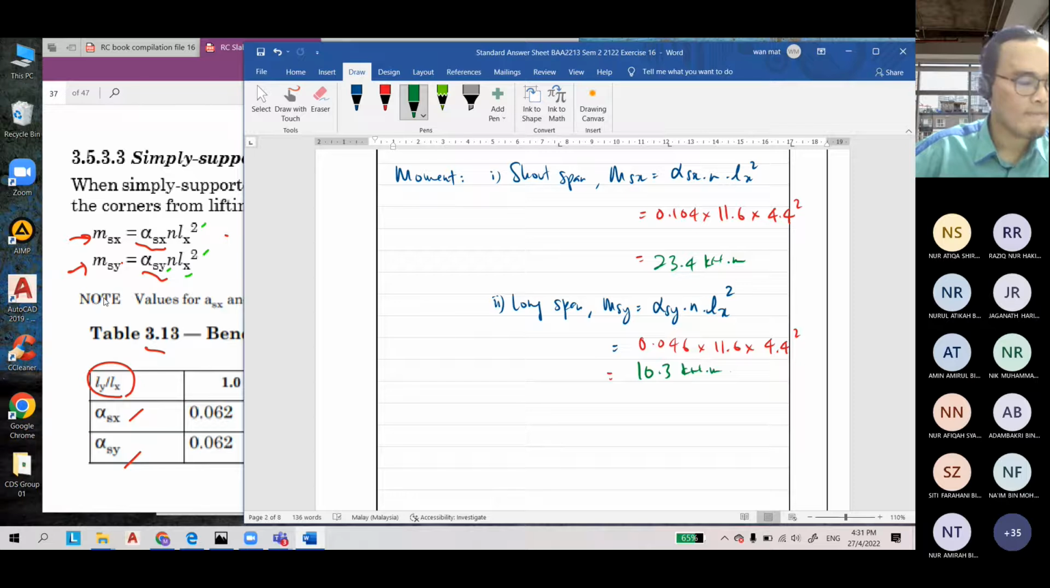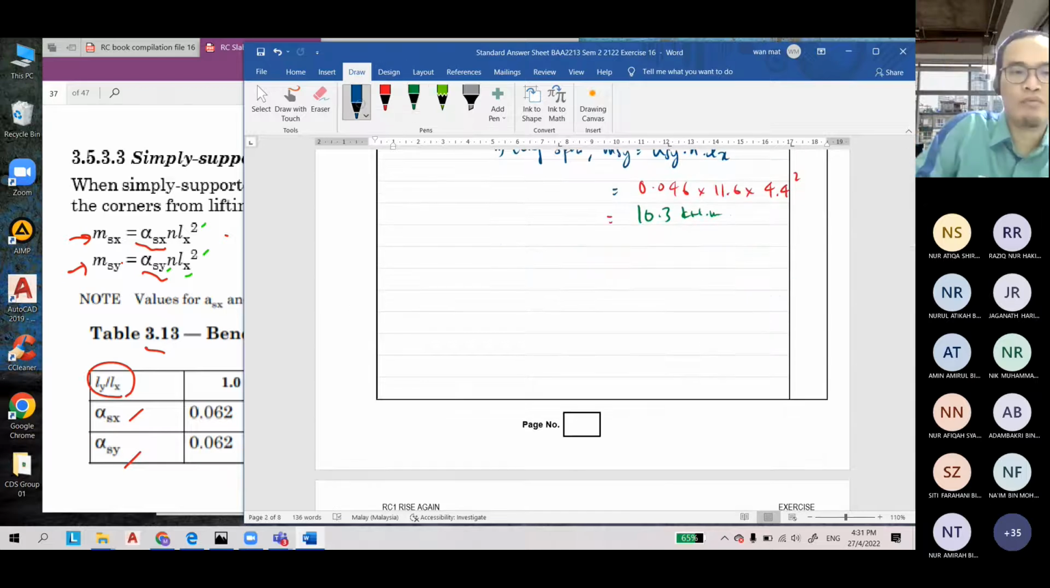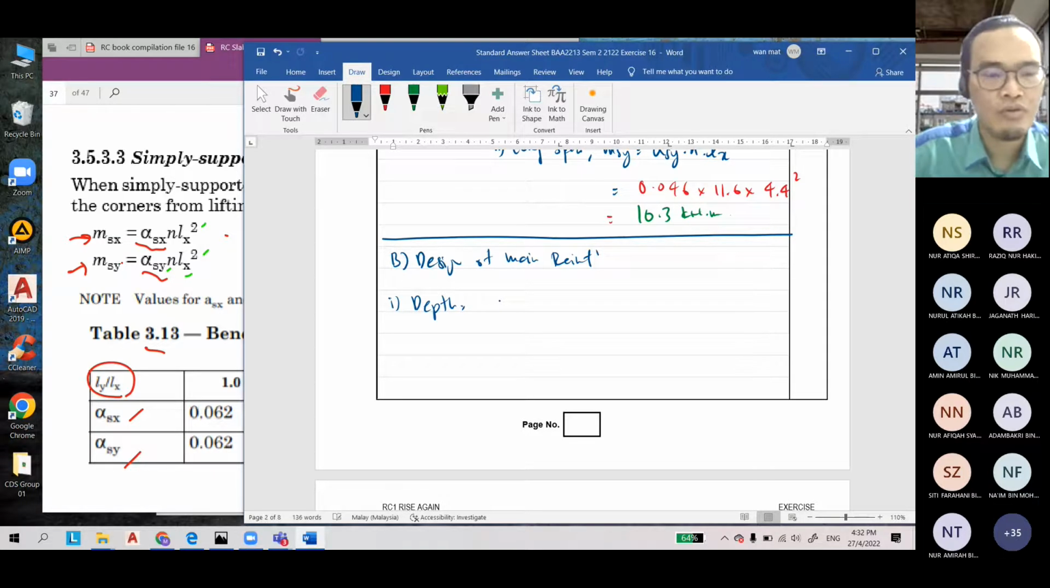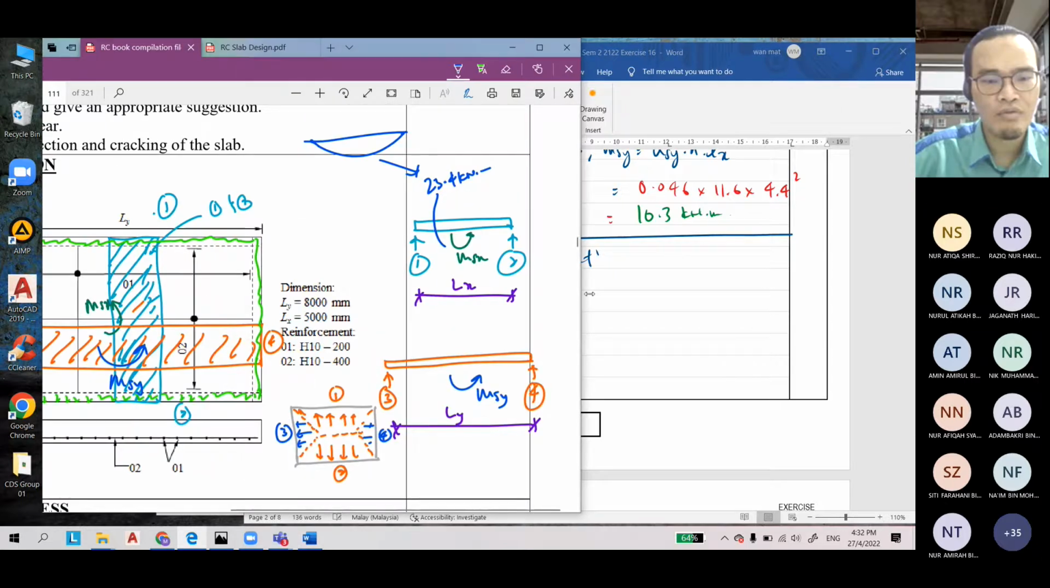Okay, so we finished the analysis part. Now we can do part number 2, part B, which is the design of main reinforcement. So first of all, you have to determine the effective depth, D1 and D2. This is also an important class, D1 and D2.